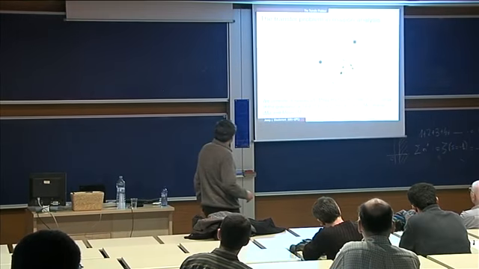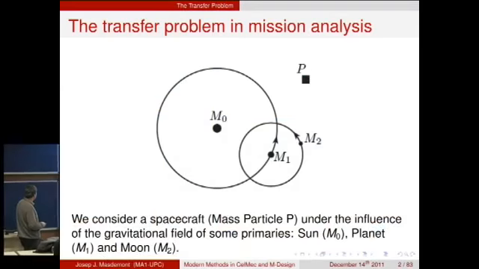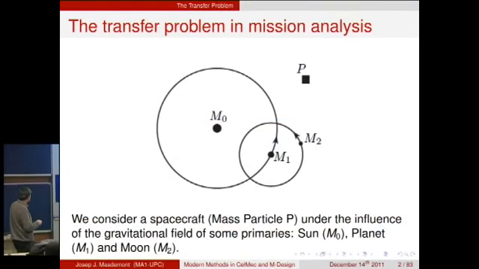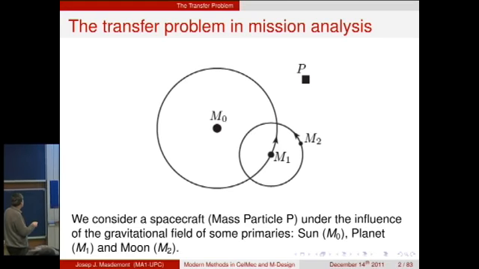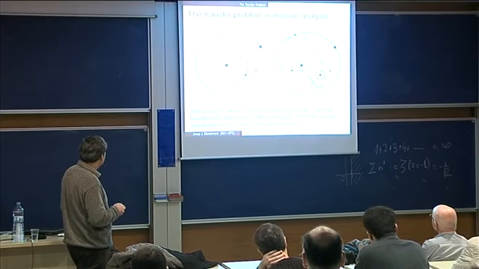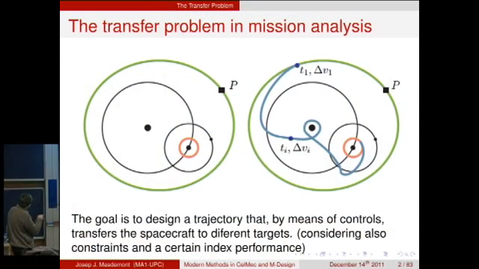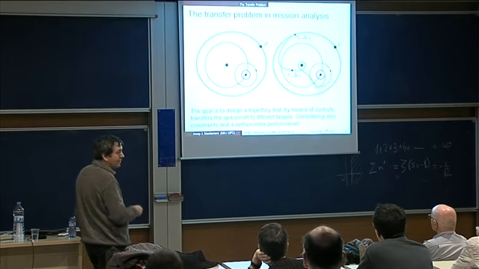So in our talk, essentially we will be considering the transfer problem in mission analysis. We'll be considering a spacecraft, like a particle, under the influence of several gravitational bodies. The problem is that the orbit of this spacecraft, say it's in this way, needs to go to a specific target, for instance an orbit like this. And this should be accomplished by means of some delta V, some maneuvers at some points of the trajectory.